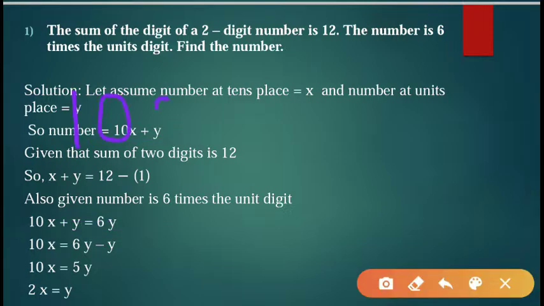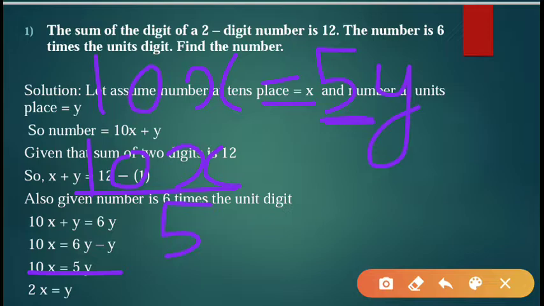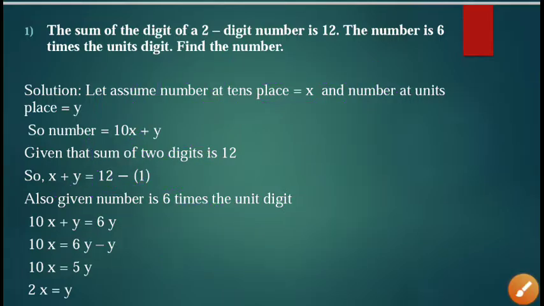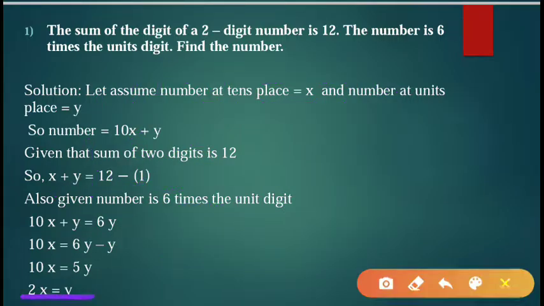Now this is 10x plus y is equal to 6y. You can transfer this y to the right hand side. So this will become minus, and 6y minus y will give you 5y. Okay, 10x is equal to 5y. 10x is equal to 5y. From here you can write 10x upon 5. This is multiplied, so when you transfer it to the left hand side, this will convert into divide, is equal to 5. You can cancel this and this will give you 2x is equal to y.